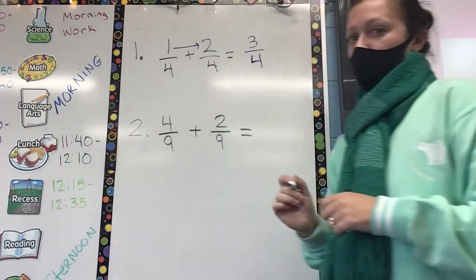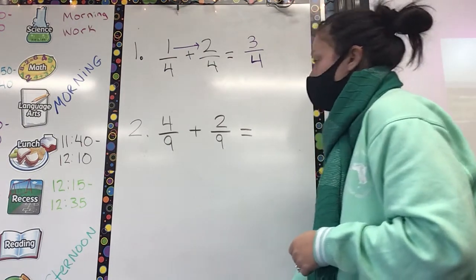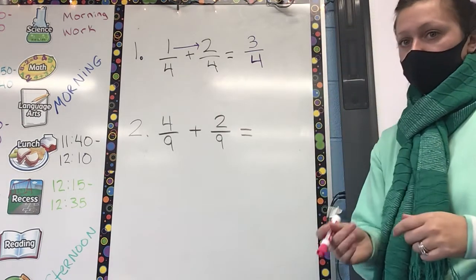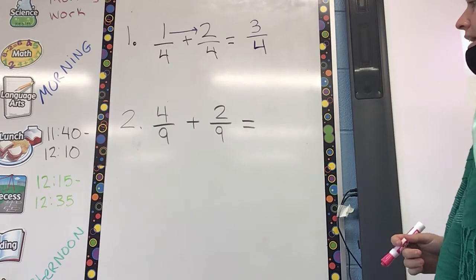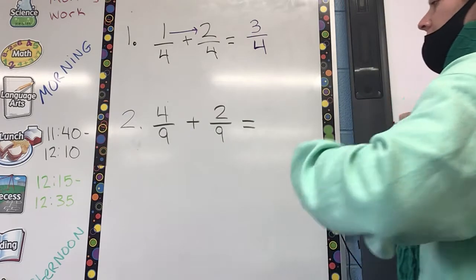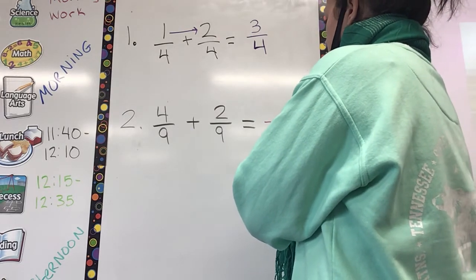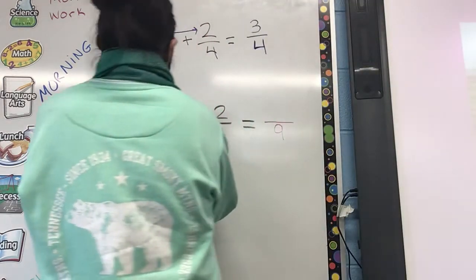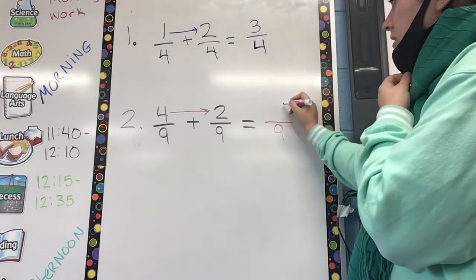In your math notebook, number 2. All right, let's check our denominators. Do I have like denominators here? Yes. They are both a 9. So I could actually go ahead and write that now. I know my denominator is going to be a 9. It's staying the same. My numerators, I add across. 4 plus 2 is? 6.